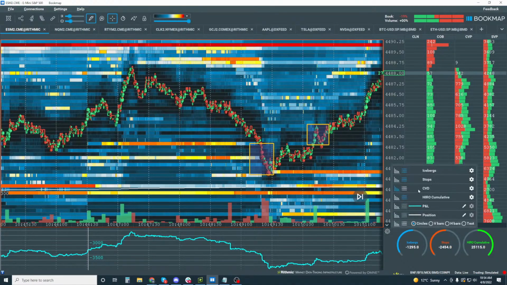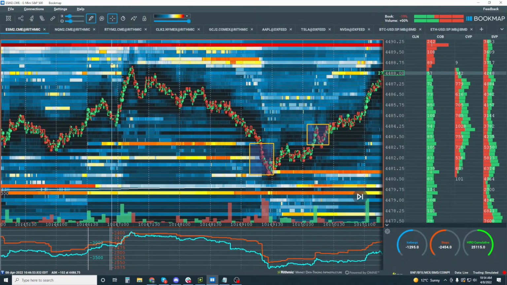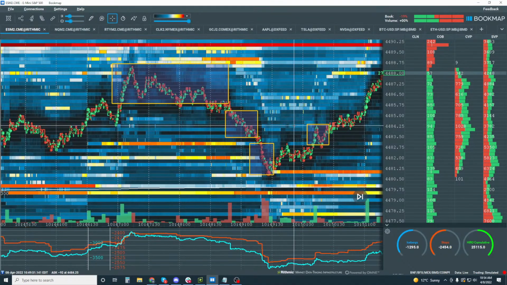Let's turn it on. Yeah, we see a stop run there. We see a stop run here as well on the way down. And it's from these guys that went long in here. Right, here's another under over, in fact. Kind of here and then here. All right.